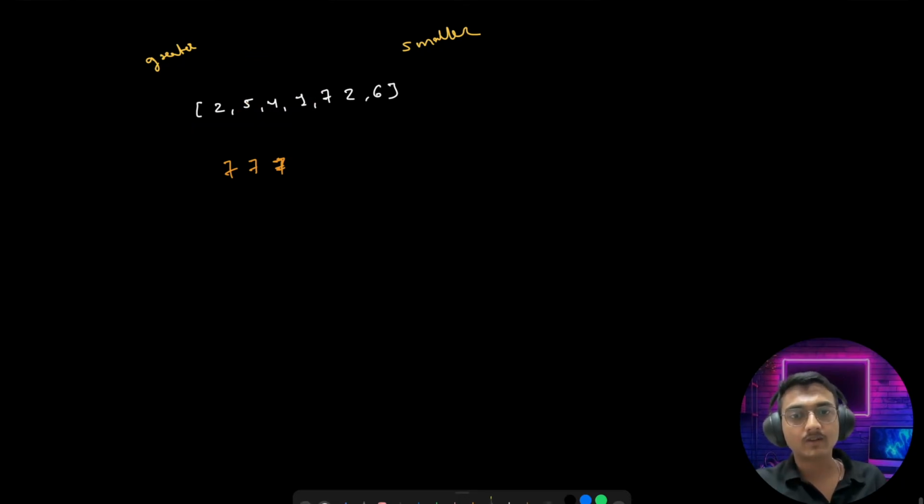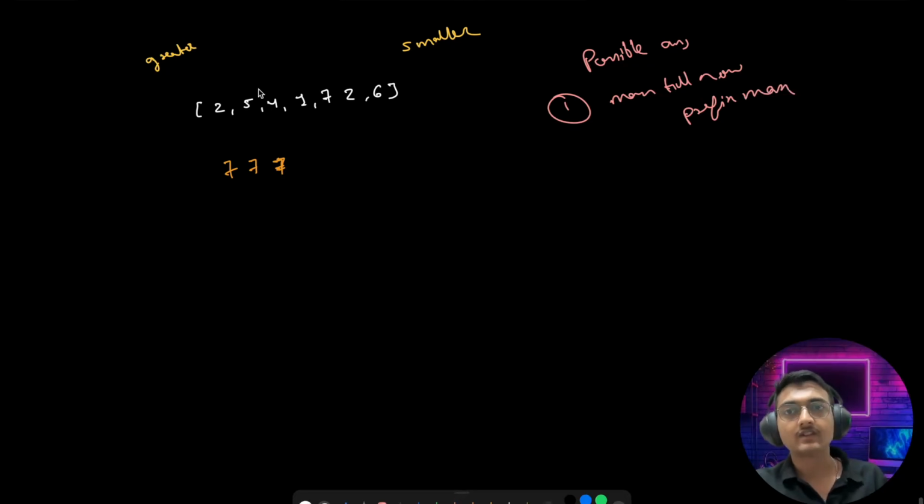Okay, so if we write the possible answers, one answer is max till now, or I will say prefix max. Okay, prefix max or max till now. If I am at a position, whatever the maximum till now can be one of my answers, because this is the minimum and I can definitely go to that number. The second possible answer.